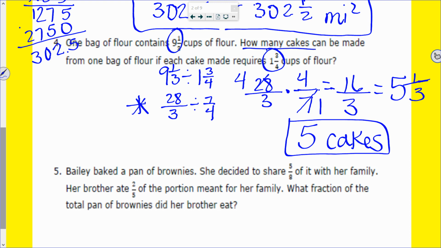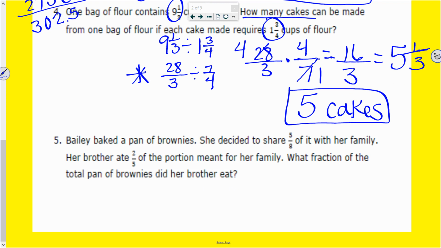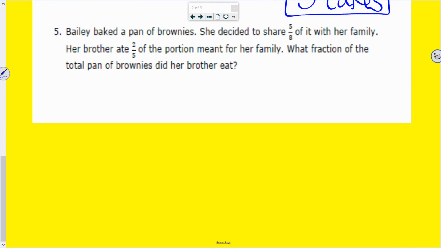Number 5, Bailey baked a pan of brownies. She decided to share 5/8 of it with her family. Her brother ate 2/5 of the portion meant for her family. What fraction of the total pan did her brother eat? So you want to know what 2/5 of the 5/8 is, okay?